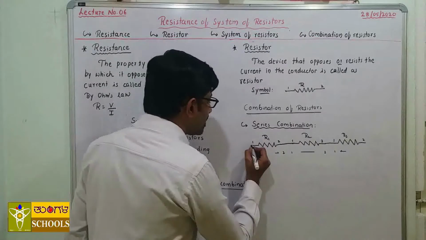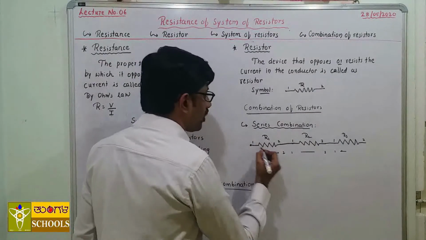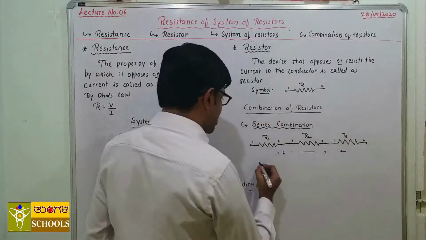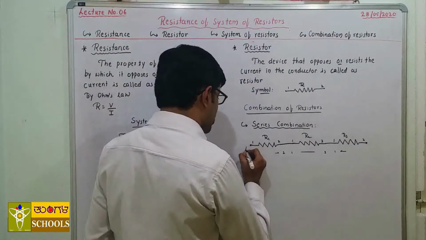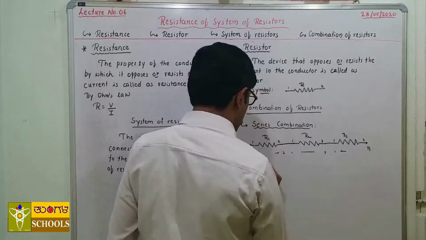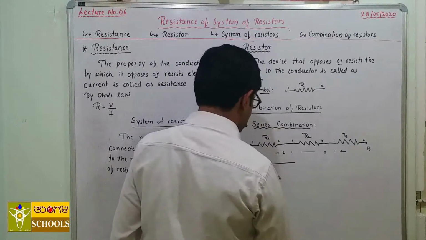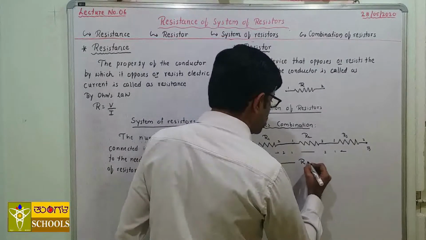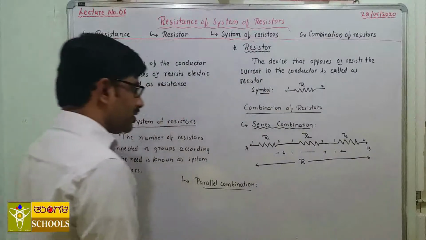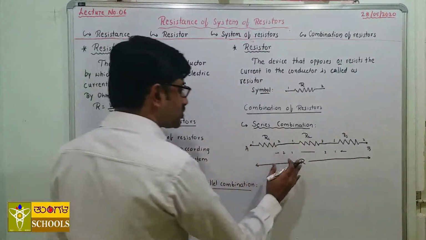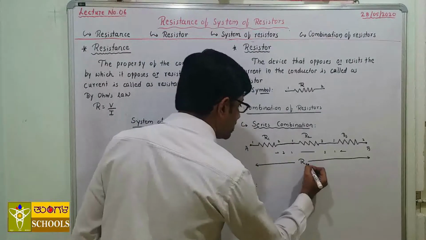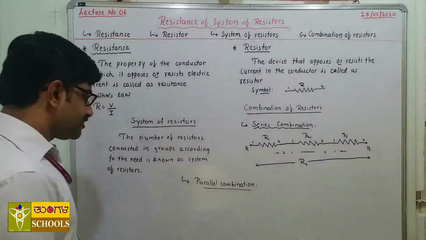So you are measuring the effective or resultant resistance across the ends named A, B. That is the effective resistance of the combination, which we are going to derive shortly. So that is for series combination. Generally it is abbreviated as RS, the series resistance.